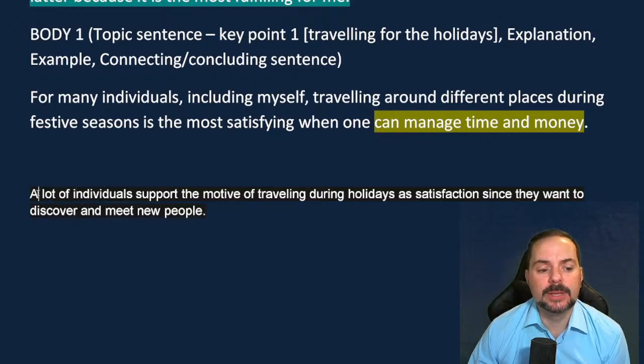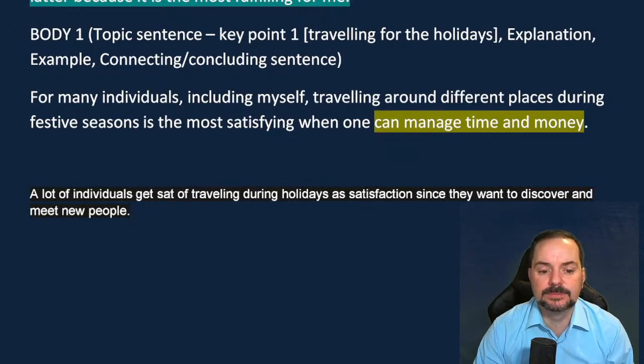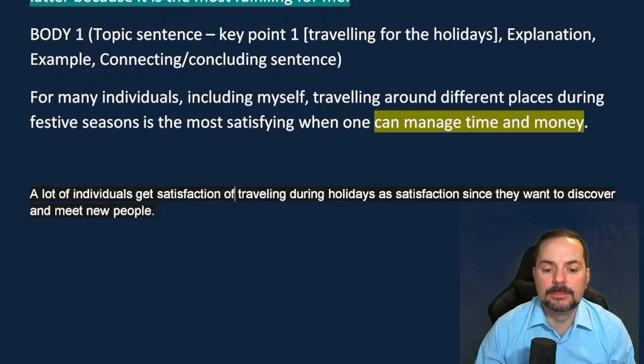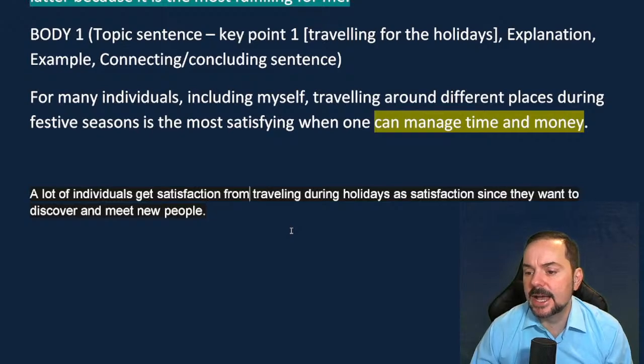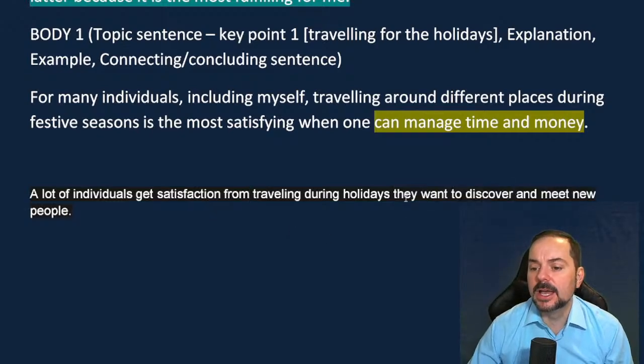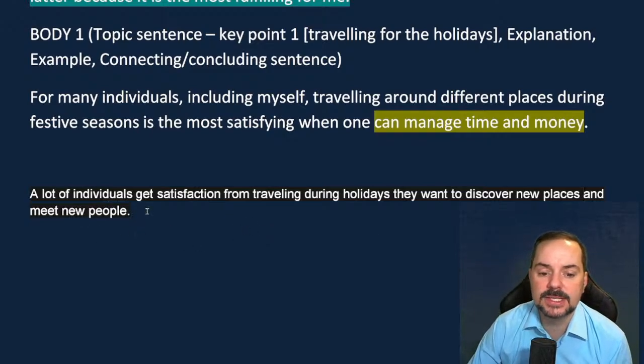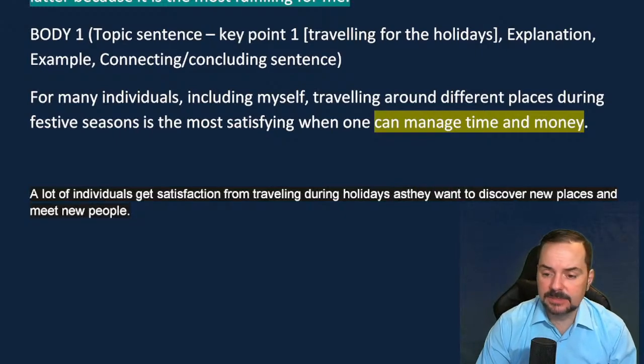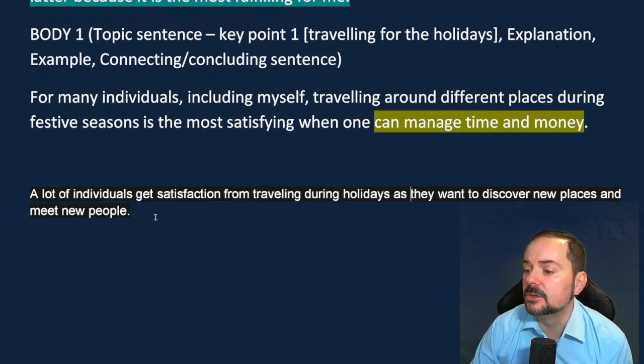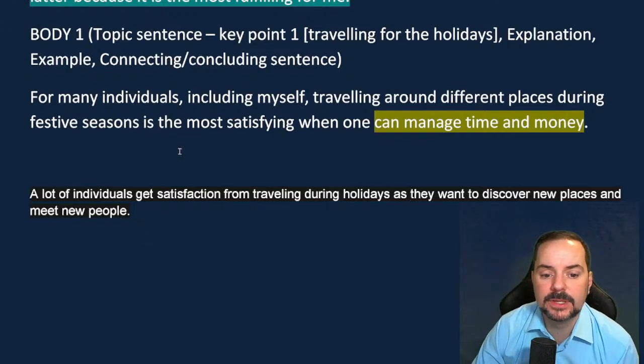And try not to be so wordy, Kyber. So a lot of individuals support the motive of traveling. Instead of support the motive, that's a bit confusing, it's unclear English. A lot of individuals get satisfaction from traveling during the holidays as, and then we don't need this, as they want to discover and meet new people. Okay, Kyber, we don't discover people, we meet new people, we discover new places. So this would be your correct sentence here, Kyber. A lot of individuals get satisfaction from traveling during holidays as they want to discover new places and meet new people. Okay, does that make sense, Kyber? Hopefully it does. Okay.